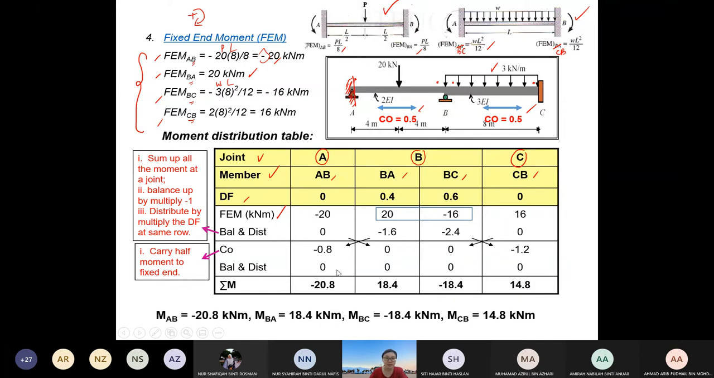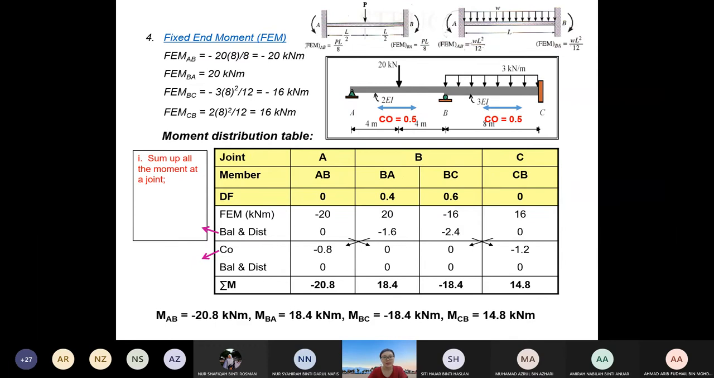Then the last step is you sum up the moments, where you start to sum up from the initial moment and continue until the end of these columns, the balance and distribute. So you just sum it up. This summation moment, negative 20.8, 18.4, and so on, are all the end moments of this problem. Then you can use these moments to draw a bending moment diagram and so on.